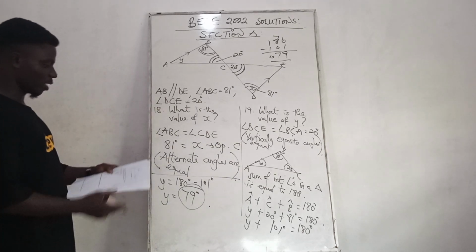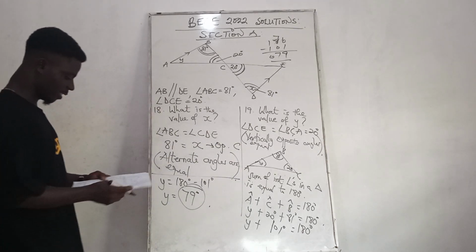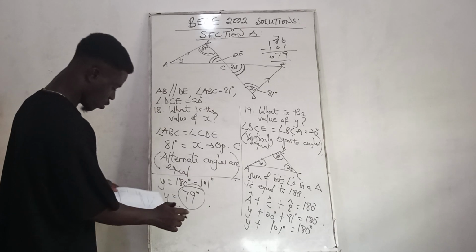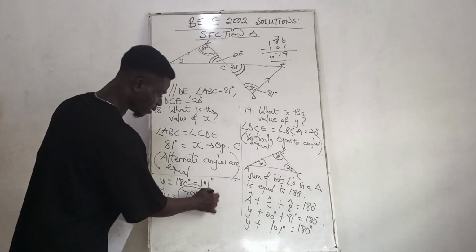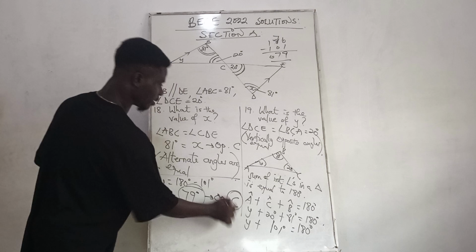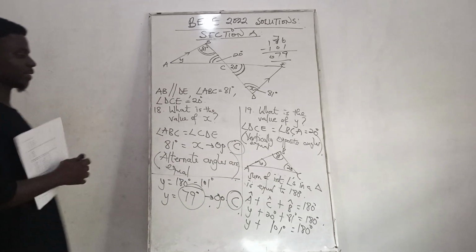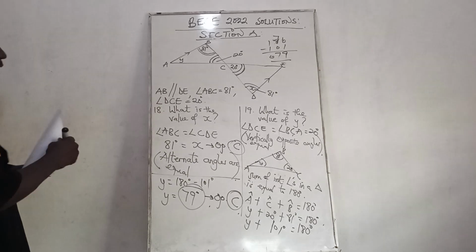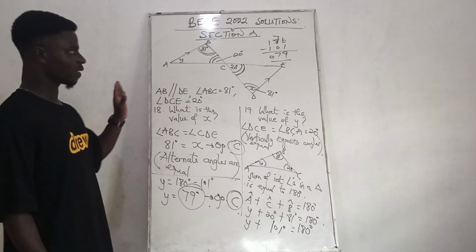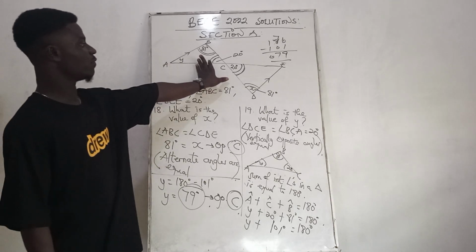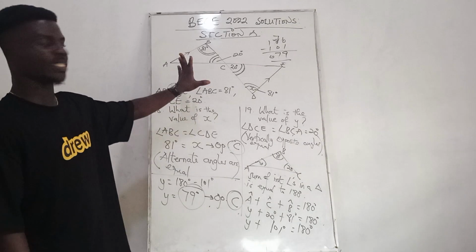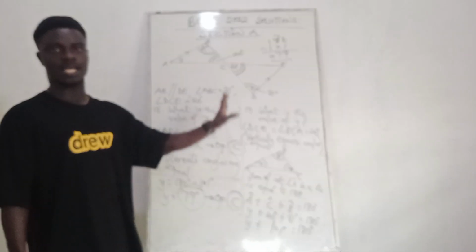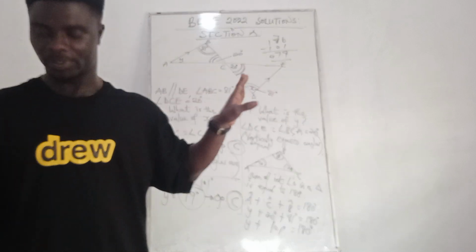Then question 19, the option is also option C. So which is very, very simple. So kindly watch it carefully. Vertically opposite angles, we use them here. Then alternate angles, we also use them here. All right.